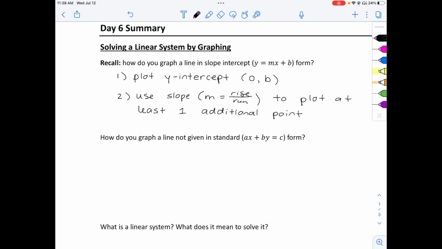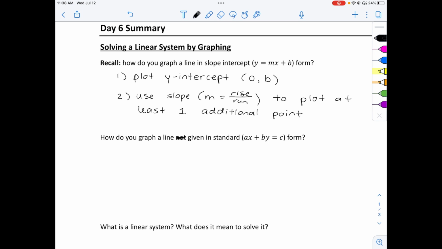Now, sometimes you are given an equation of a line in standard form. Sorry, this should say, how do you graph a line given in standard form, not given. So standard form of an equation is ax plus by equals c, which you may have seen before, maybe you haven't, but essentially it's the equation of a line. It's just rearranged a bit differently. So your x and your y variables are on the left side of the equation, and then you have a variable, which is just a number, on the right side. And from this form of the equation, you cannot tell the slope or the y-intercept just from looking at it like you can from slope-intercept form.